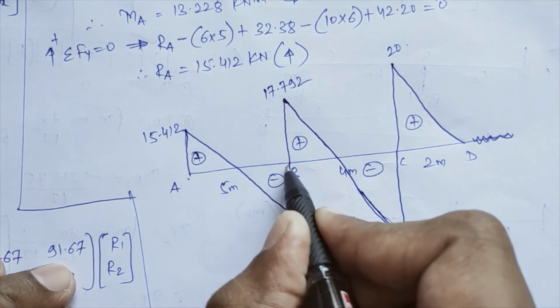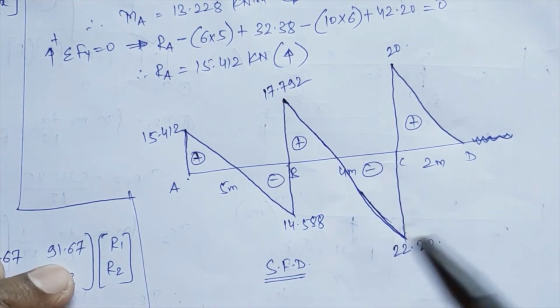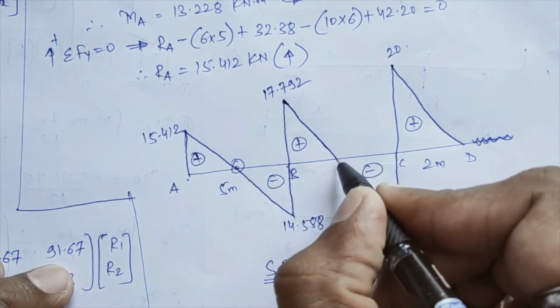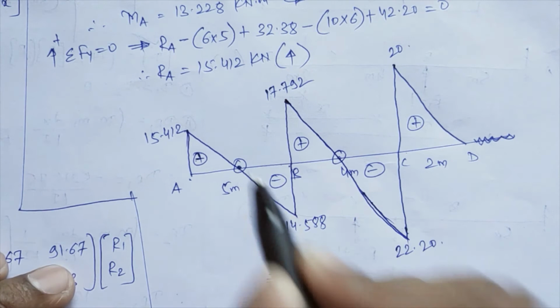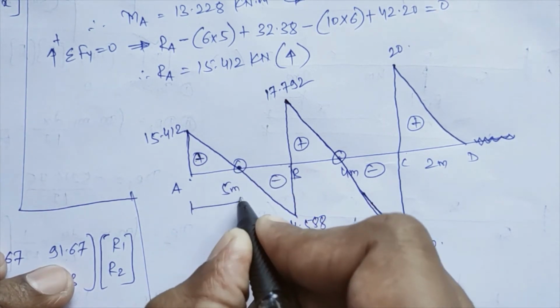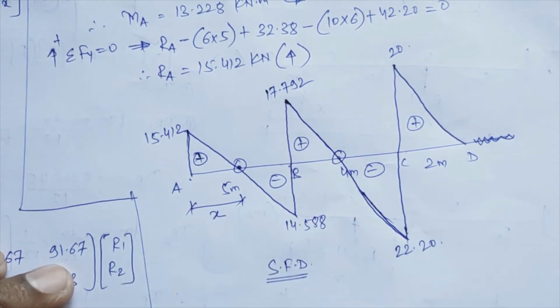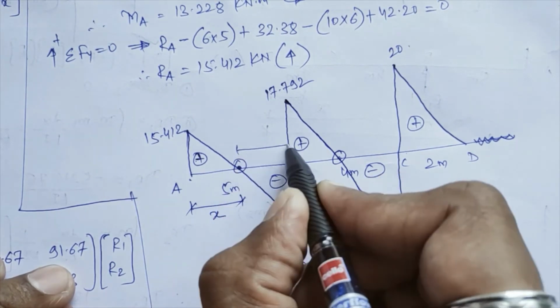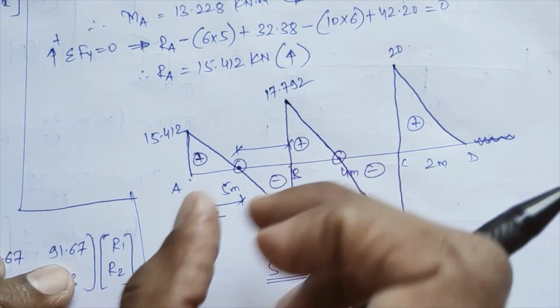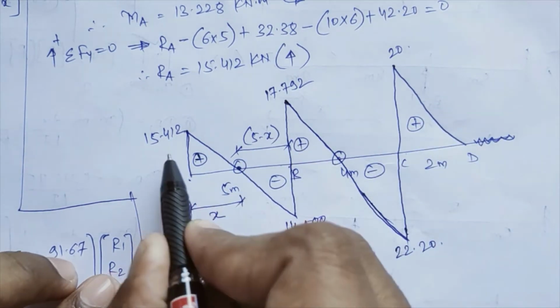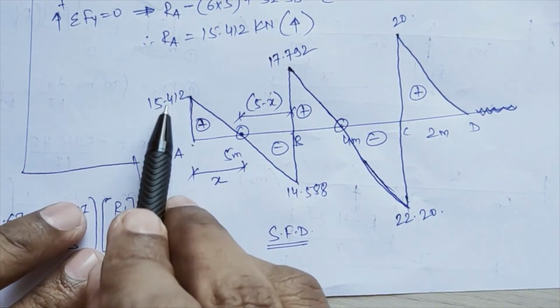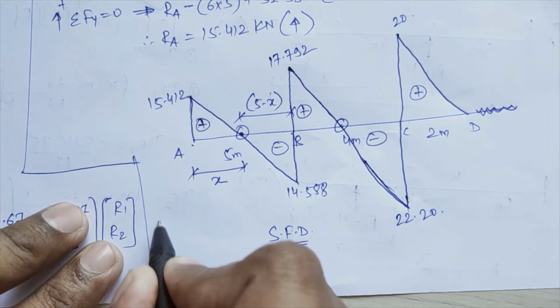Now if you see, between portions AB and BC, you are getting 2 points of contraflexure here. Contraflexure points means points which have 0 shear force. So we'll find out the lengths to these 2 points. Suppose this is at a distance x over here. So this remaining length will be 5 minus x, since the total is 5. So from similarity of triangles, we'll calculate this. So how much will you get?